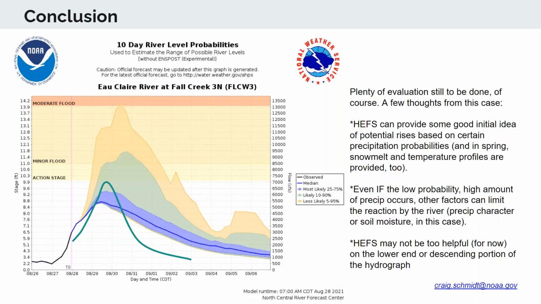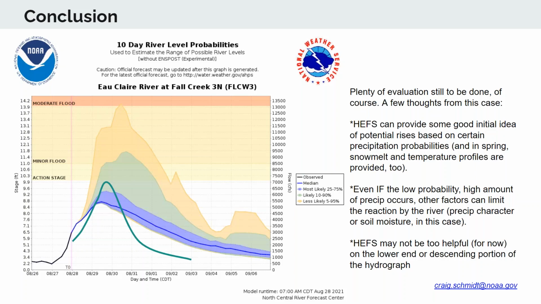So just a couple of quick conclusions from this, which is again a quick view of one event, is that we can get a good initial idea of some potential rises. I'm really looking forward to taking a look at the temperature profiles and snowmelt this spring and seeing how those can be evaluated and utilized as well. And even if we get a low probability, high amount of precipitation, there are many other factors that we have to take into account as we're looking at the forecasts.